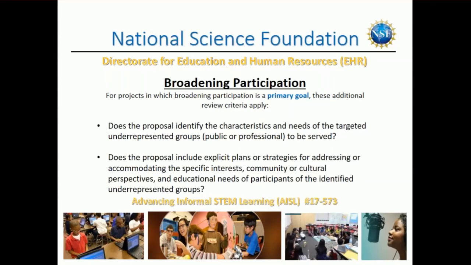And we are really looking at projects that have a primary goal of broadening participation to address the two criteria that are listed here. The first one speaks to characteristics and needs. I'll give you an opportunity to read the statement there. But what I will say about it is that when you are addressing this first question, we are really looking for you or the PI to tell us more about, it could be the demographics of the group, tell us more about the targeted population.